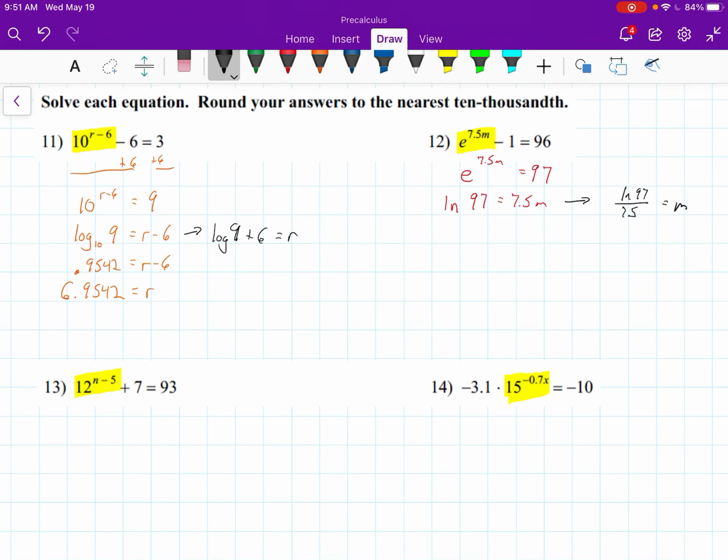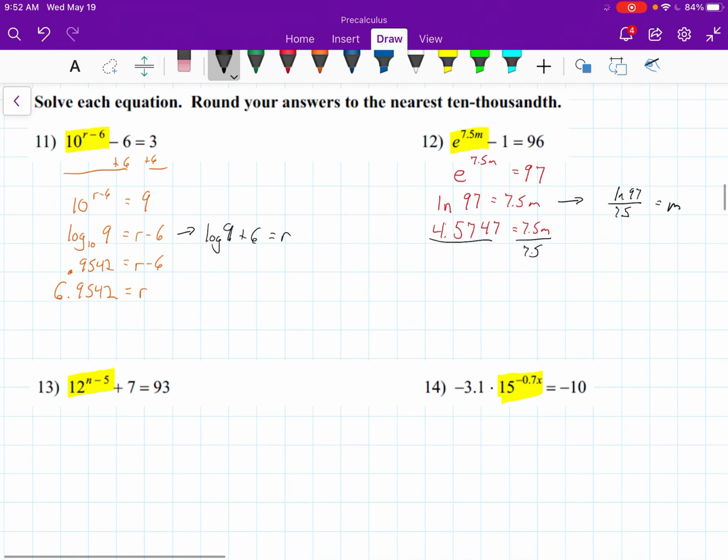Or we could have put this in our calculator, so we could do natural log of 97, which is 4.5747. 4.5747 equals 7.5m, and then divide both sides by 7.5, which gives us 0.60996.